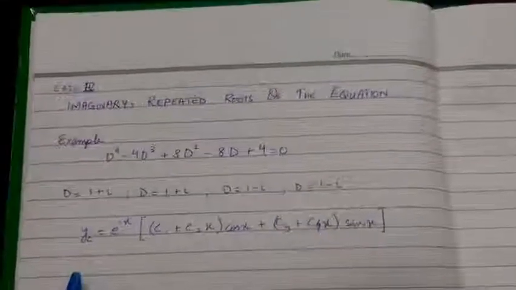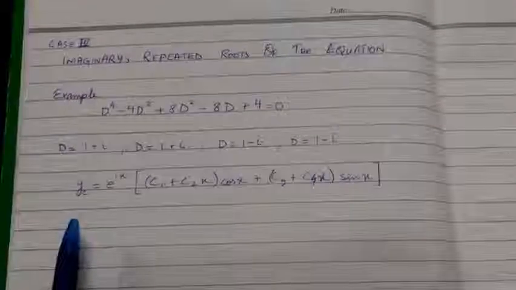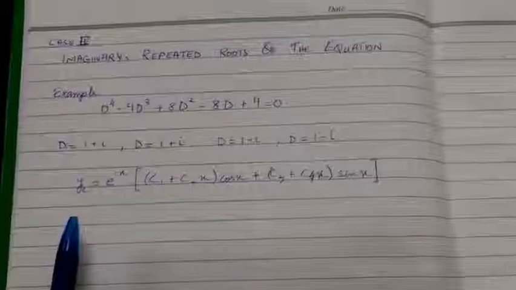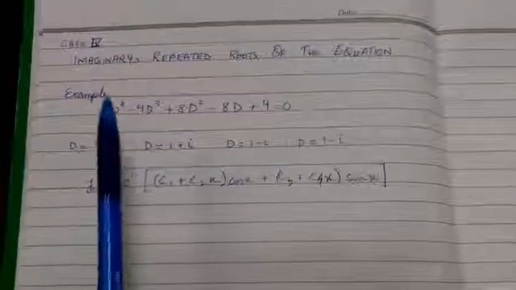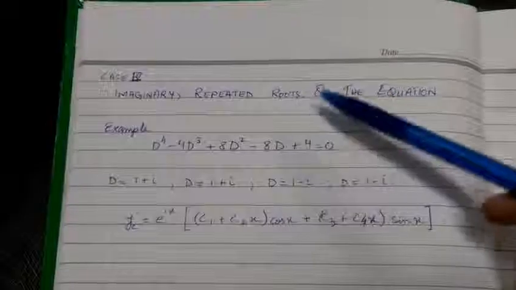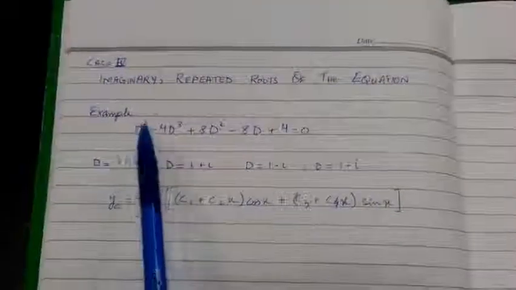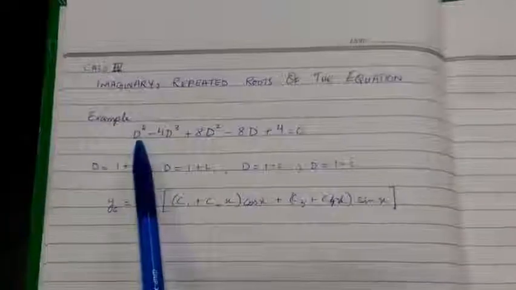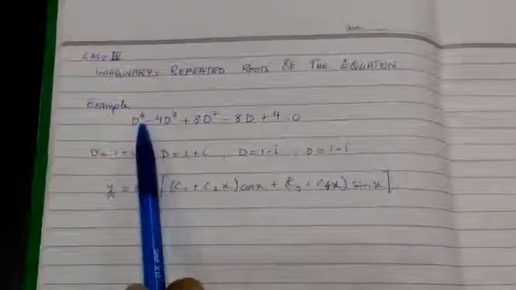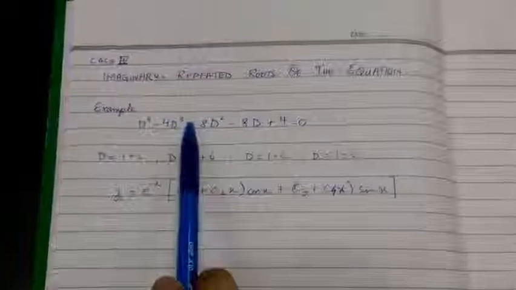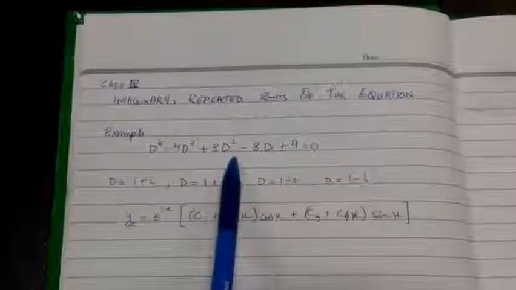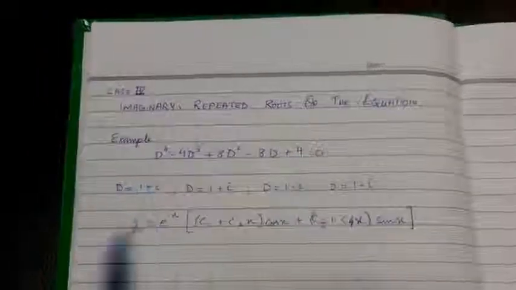The fourth case of solving a complementary function of a differential equation of a higher order is when the roots are imaginary and they are repeated. For example, our equation here is D raised to the power 4 minus 4D cubed plus 8D squared minus 8D plus 4 is equal to 0.